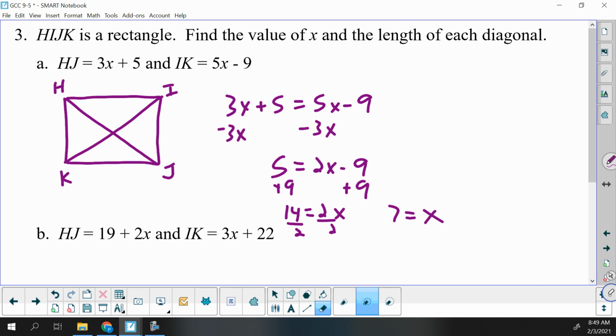In this course, when you find x, always reread the question, see if that's what they wanted. Find the value of x, yes, but then we wanted to find the length of each diagonal. So off to the side, let's do HJ equals and IK equals, and we'll fill in. We'll have 3 times 7 plus 5, and we'll have 5 times 7, because 7 was our x, minus 9.